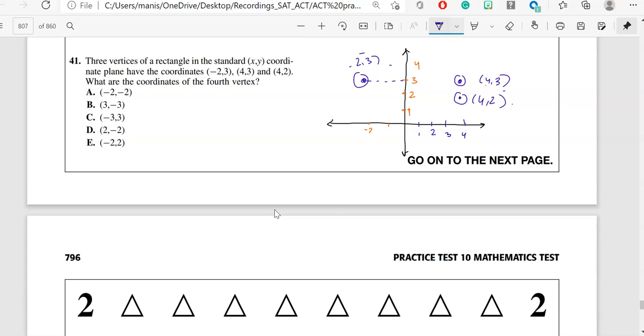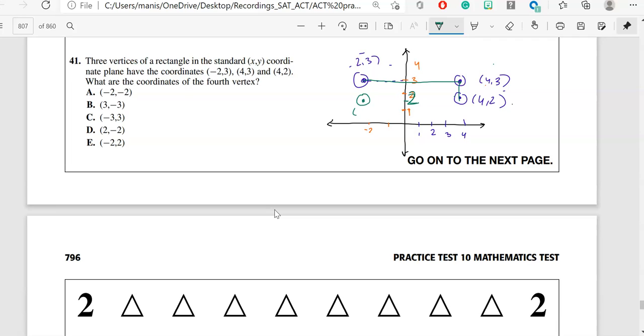-2, 3. Okay, so if I'm trying to draw a rectangle over here, it will go over here. Now this is my 2. It should be going through 2 over here. This I will just make it big over here. So the fourth vertex will be this one.